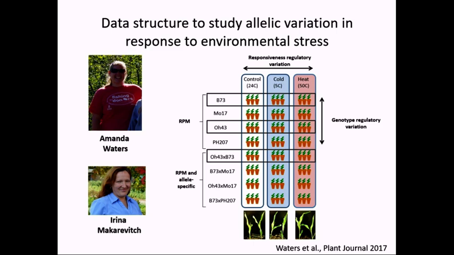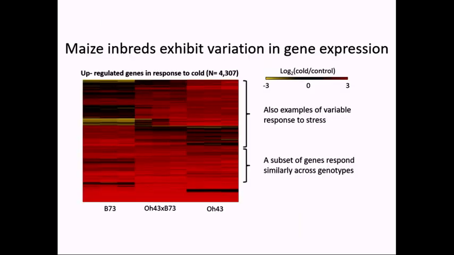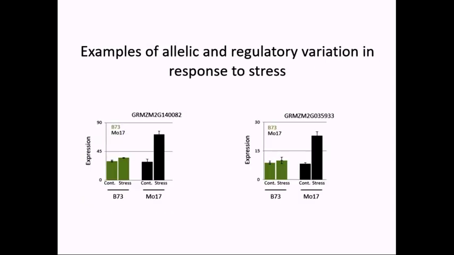So we profiled expression in seedlings from control, cold, and heat stress, 4 parents and 4 hybrids. You can do lots of analyses. You find lots of differentially expressed genes. We're interested in these types of genes here. They turn on in one parent. They don't turn on in the other. They kind of turn on in the hybrid. Okay? So here's an example of 2 of those genes.